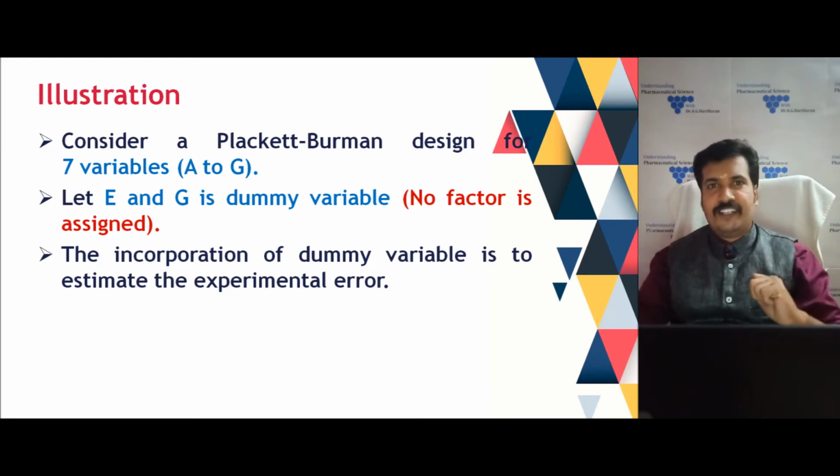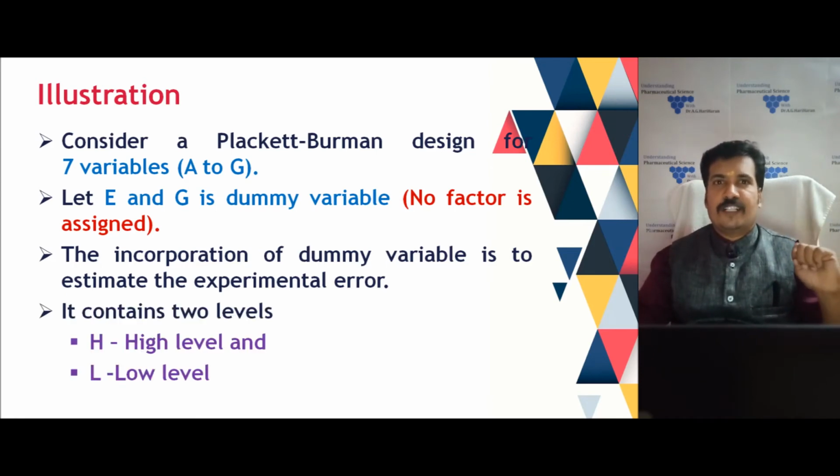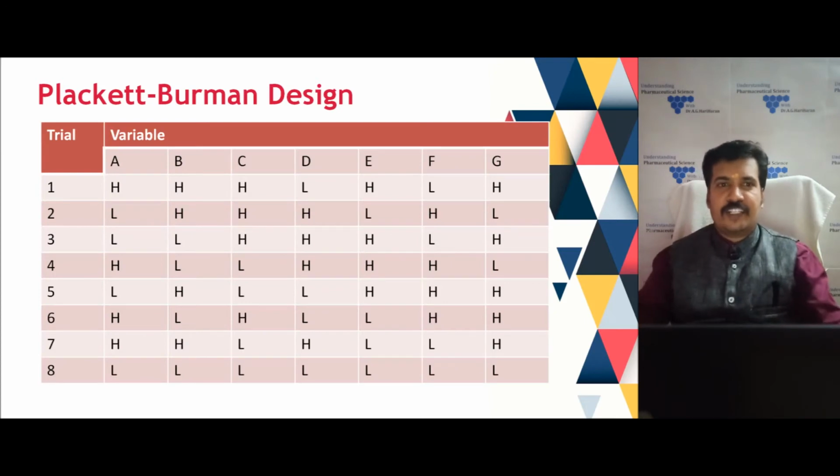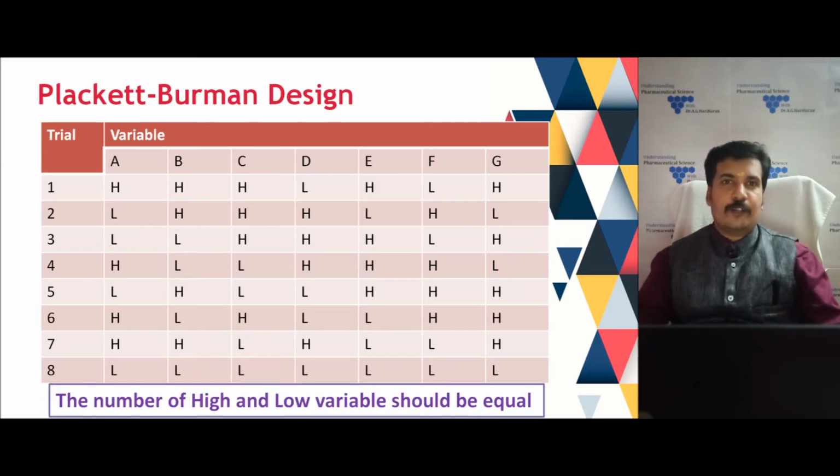So I have taken 7 variables A to G. Then I have taken 2 levels, high and low, H and L. Then I am designing a Plackett-Burman design of all the variables. You can see in the figure, I have a total of 8 experiments only for 7 variables, with which we can optimize. So A, B, C, D, E, F, G are the variables and 1 to 8 are the experiments. In this I have taken 2 levels, H and L.